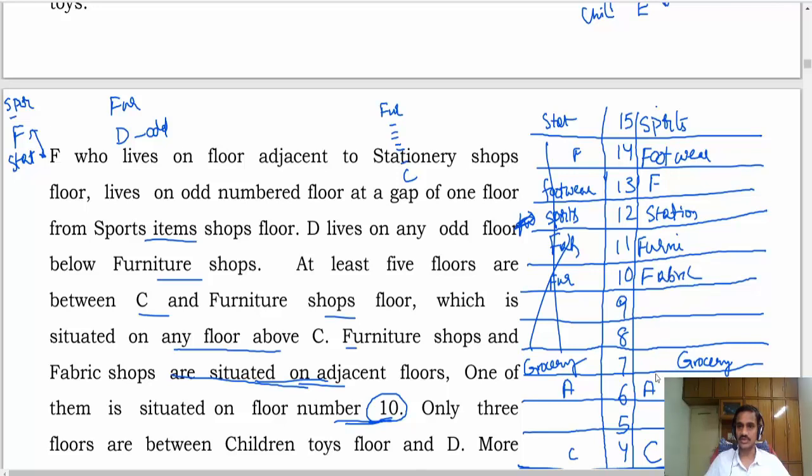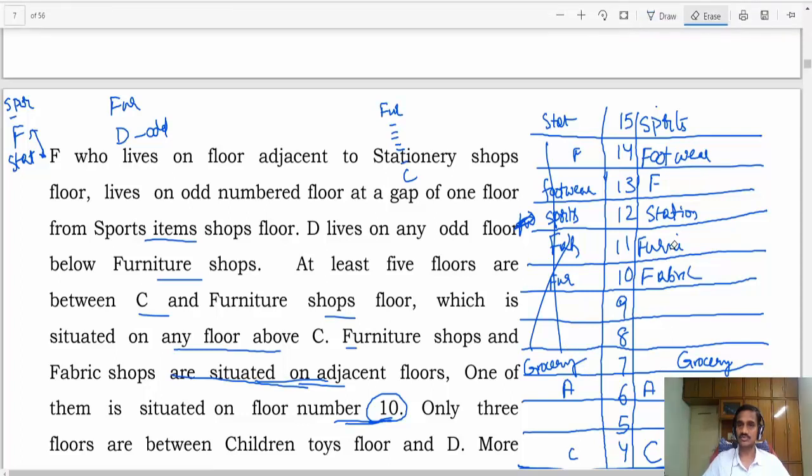Between fabric and E there must be 3: 1, 2, 3, isn't it? Hence E is here. Fabric, then 1, 2, 3, then E will be here. So the E case is also a point. Hence A and grocery cannot be here. Clear? A and grocery cannot be here.